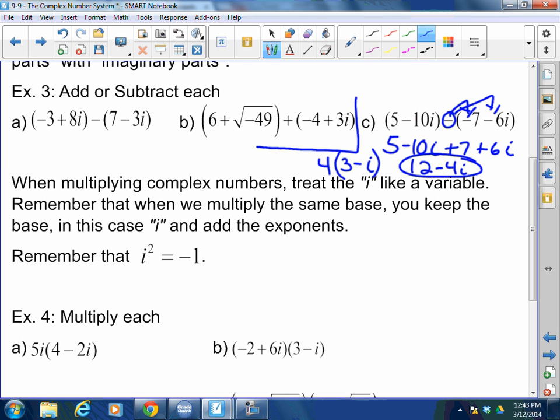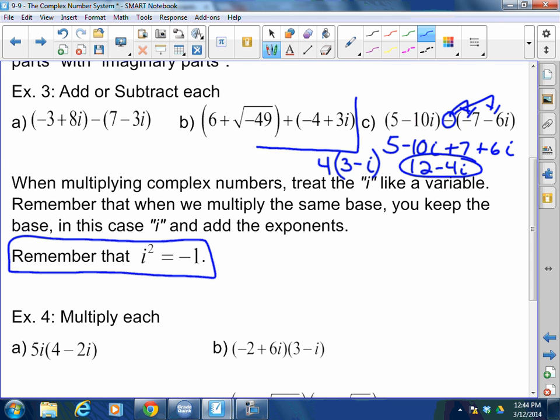Okay, now guys, let's talk about multiplying complex numbers. When multiplying complex numbers, treat i like a variable, okay? Now, we had already mentioned that yesterday, and I'll explain to you why I want you to treat it like a variable, not a radical. Remember that when we multiply the same base, you keep the base, which in this case is i, and add the exponents. And remember, please, that i squared is negative 1.